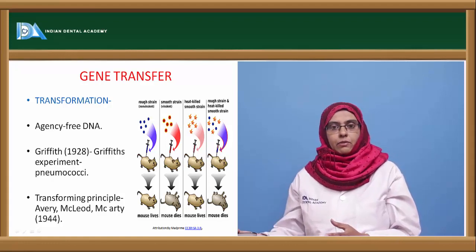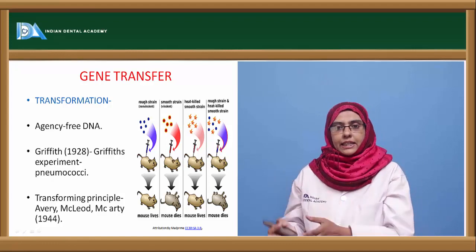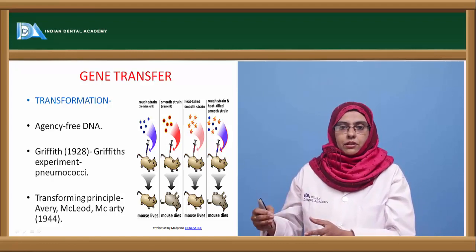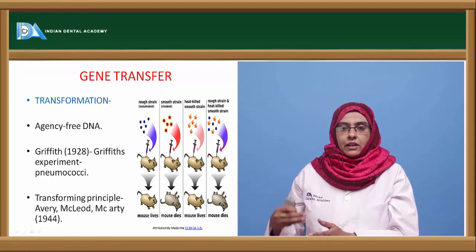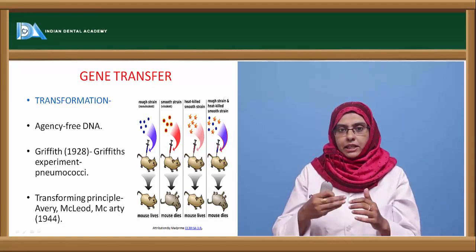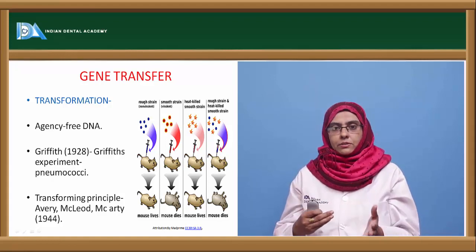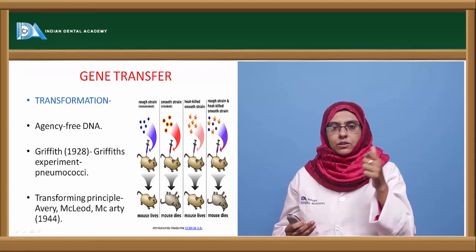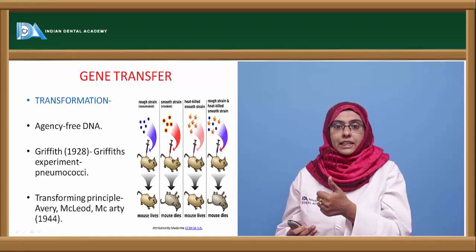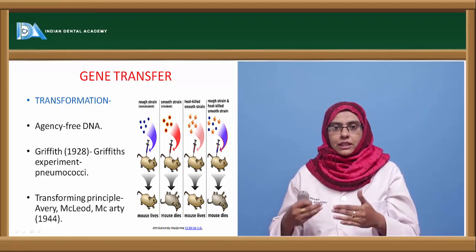Next, he made a mixture of 2R strain and the heat killed 3S strain and injected it into the mice, and to his observation the mice died. When he isolated the organism from the dead mice, he could see organisms of 3S type. But what he injected was 2R plus heat killed 3S strain. So the organism that was isolated was 3S type.